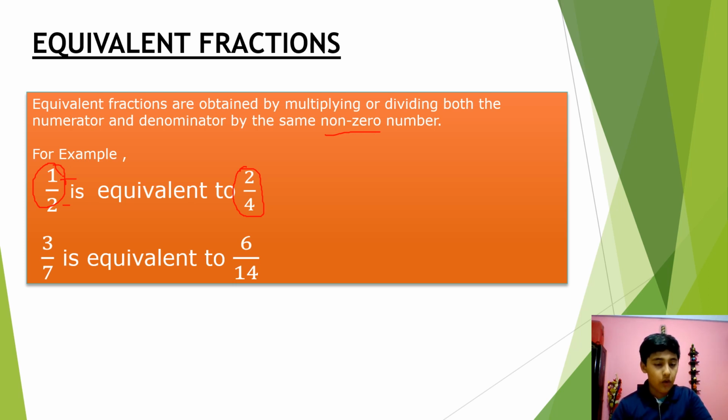We have another example over here: 3/7 is equivalent to 6/14. So 3 multiplied by 2 is equal to 6, and 7 multiplied by 2 is equal to 14. So we can understand that we can do it by multiplying or dividing. I didn't give any examples of dividing, but you can do that. I will teach that in the next lesson.